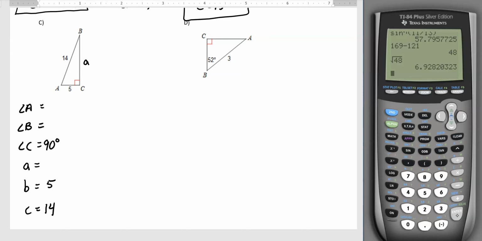Okay, well, let's figure it out here. If I want to figure out angle A, this would be my adjacent, this would be my hypotenuse, so I'd use the cosine. So I'd say for angle A, the cosine inverse of 5 over 14. So second, cosine inverse, 5 divided by 14, close parentheses, 69.08.